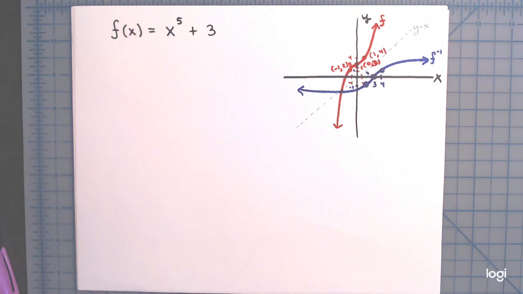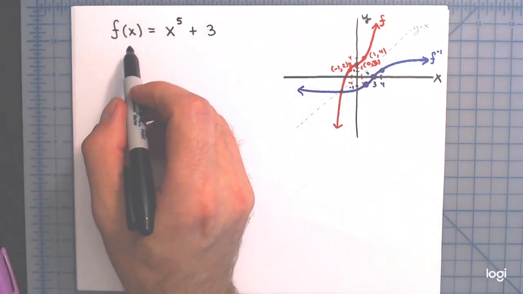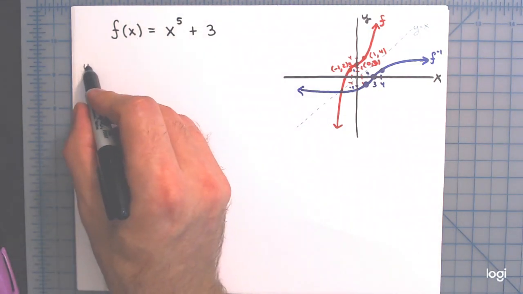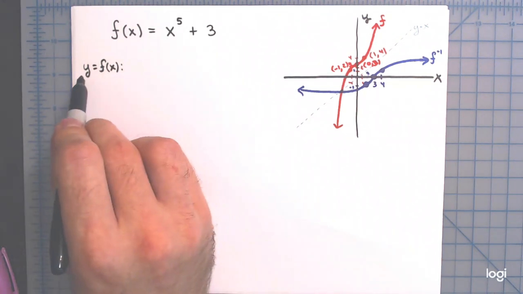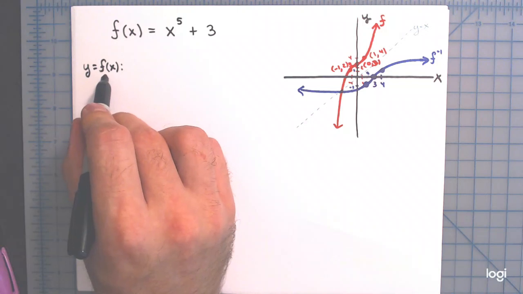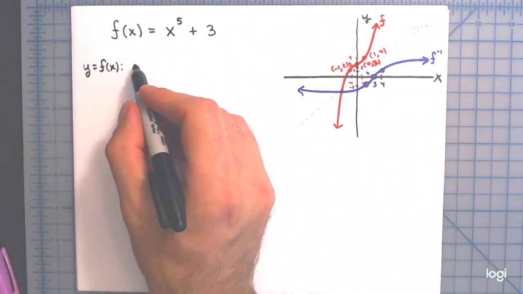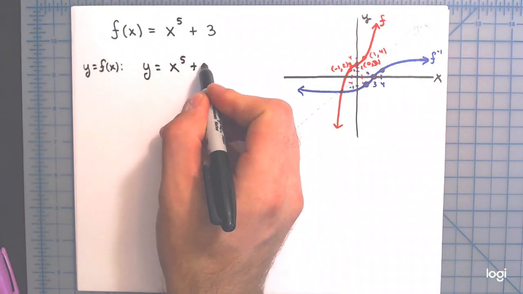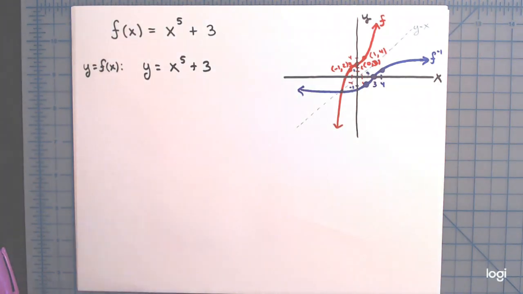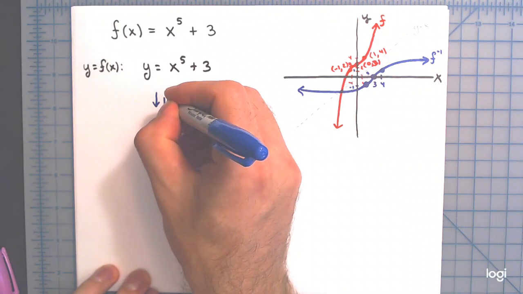All right, so remember how this worked. I'm just going to replace f of x with y. So in this first equation, y will represent the outputs for function f, the red function. So y equals x to the fifth plus 3. All right, and then we invert.